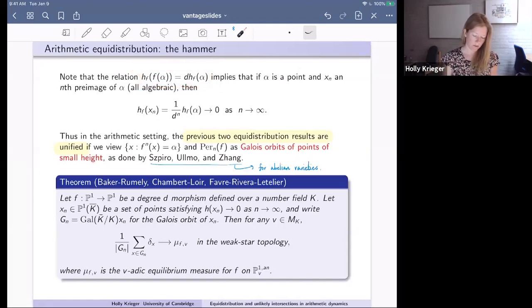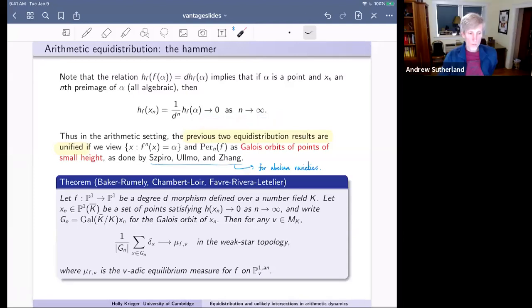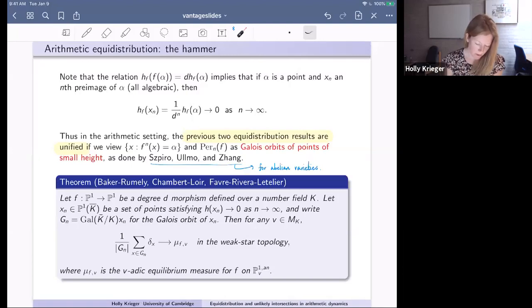In particular, if I take an nth pre-image of that point alpha, which I fixed ahead of time, then its canonical height will exactly be the canonical height of alpha divided by the degree of the map to the nth power. And so that's going to go to zero as n goes to infinity. And of course, remember that the pre-periodic points, and in particular the periodic points, were all points of canonical height zero. And so the unifying picture in the arithmetic setting is that these are both collections of points of small height, height which goes to zero as the index goes to infinity.